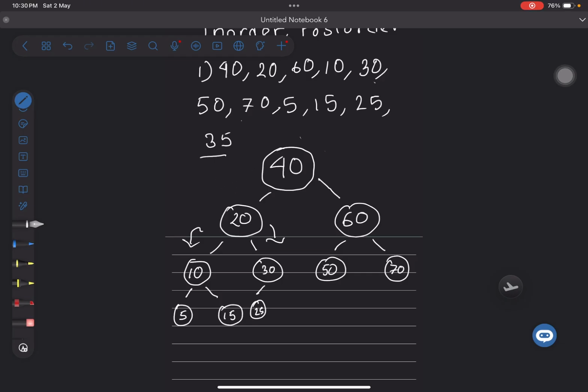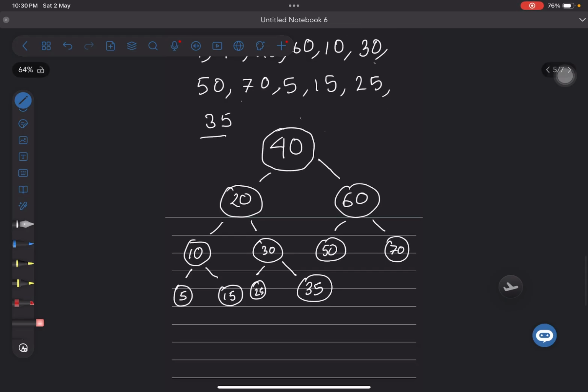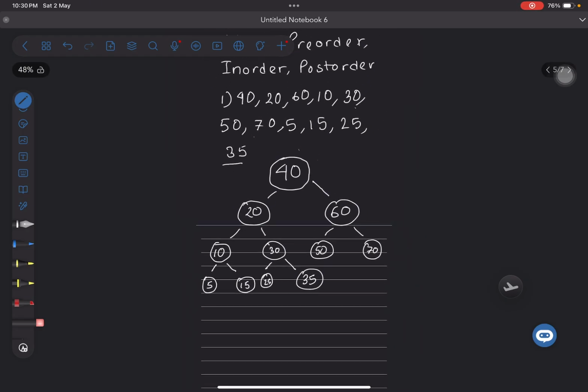So now we're working with the final one, which is 35. 35 is smaller than 40. So it goes on the left side. And then it is bigger than 20. So it goes on the right side. Then we have 30. 35 is greater than 30. So it goes on the right side. And there we go. We have successfully drawn the binary search tree for these given numbers.